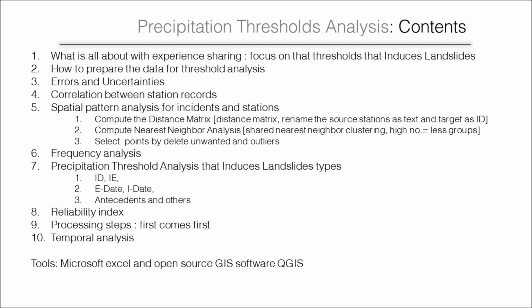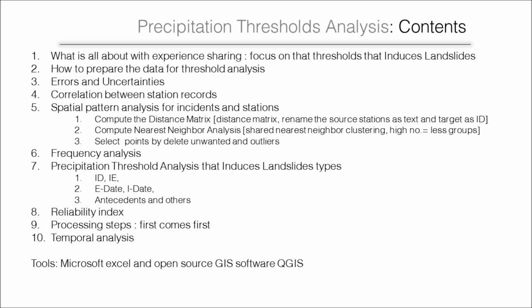Also, we will learn how to do correlations between the stations. Sometimes we have a limited number of stations or there is a distance between them and there are few points between, and we don't know which station is suitable for this point or vice versa. So we need to do this kind of correlation to show that these two stations are valid for the specific distance. Then we will go through the spatial pattern analysis for incidents and stations.